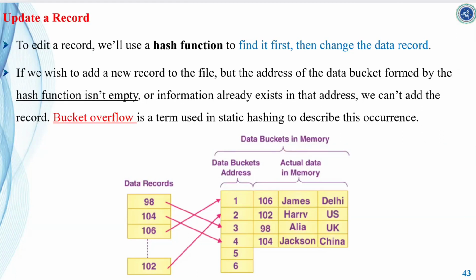These are some of the records. And these are the data buckets inside our memory. And these are the data bucket addresses that we have created with the help of the hash function. According to the hash function, we are inserting the data into the memory. So here the data records will be pointing to the buckets or addresses based upon the hash function or hash key value.